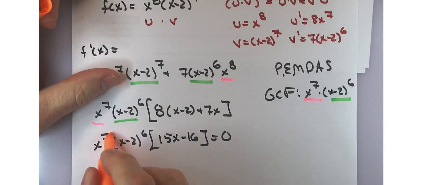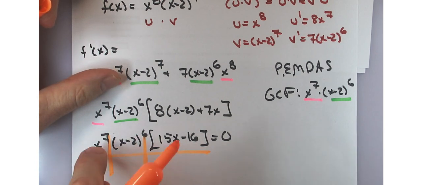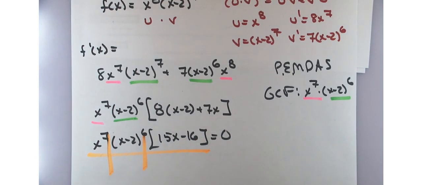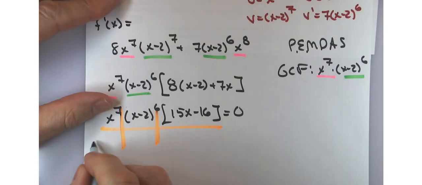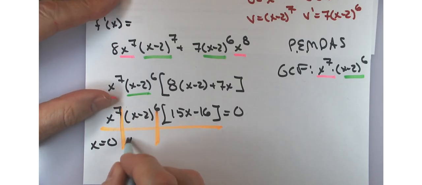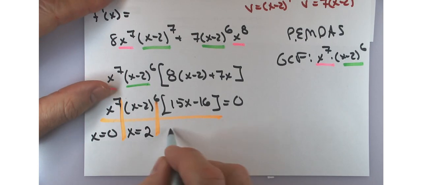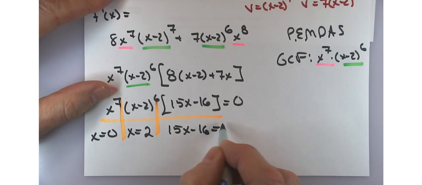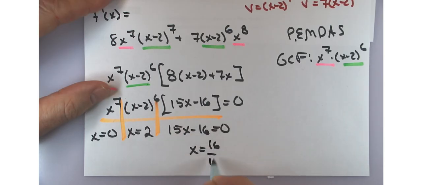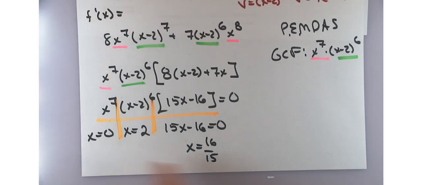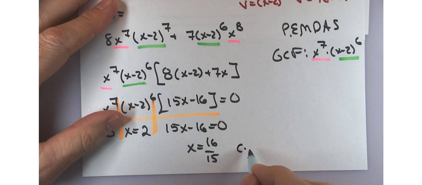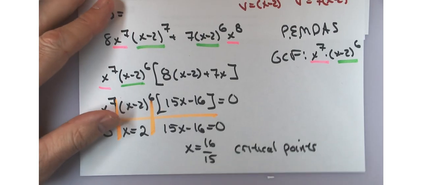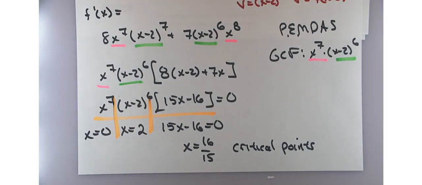All right, so we've got the product of this times this equals 0. One of these things has to be 0. Either x equals 0 or what else? x equals 2 or 15x minus 16 equals 0, meaning x equals 16 over 15. What do these values of x represent? Yeah, those are your critical points. So we'll have to turn our attention to those in just a little bit.